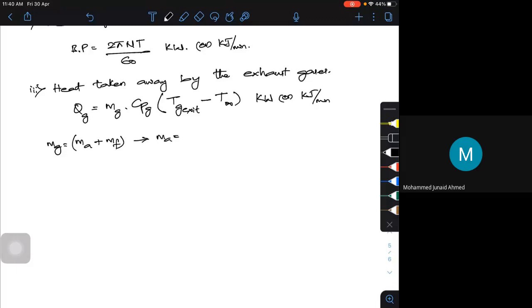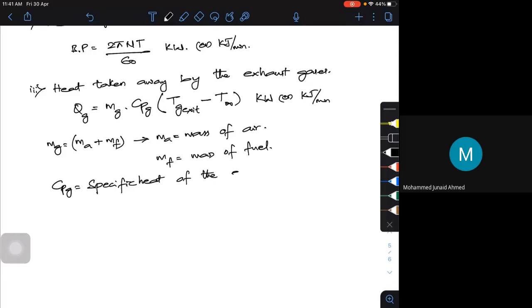Why are you worried? Mass of air. This is mass of fuel. I'll come to that. Don't worry. Mass of fuel. Okay. Then Cp of gas is nothing but the specific heat of the exhaust gas. So usually this will be taken as some 2.07 or 2.1 or 1.5, which will be more than your air. Okay, next.